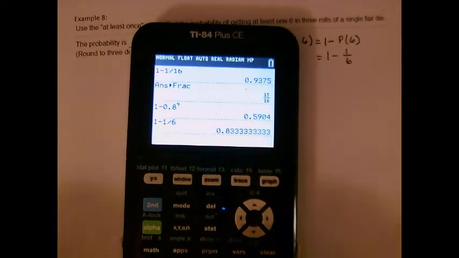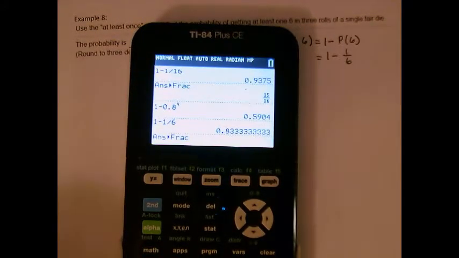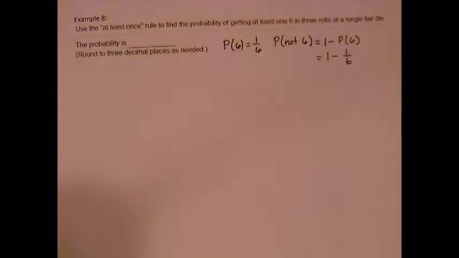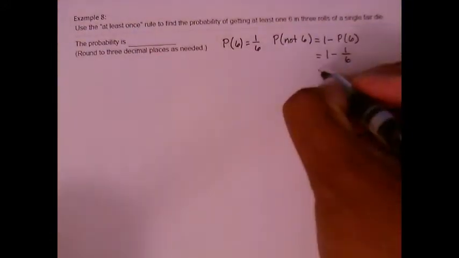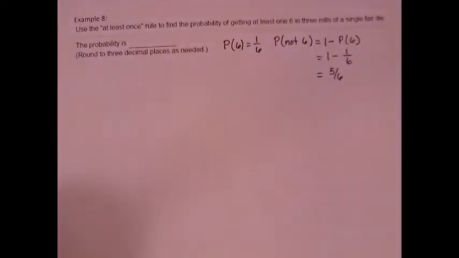And again, I'll do this on the calculator in case you need to know how to enter fractions. 1 minus 1 divided by 6. That gives us the decimal. Hit the math key and then select number 1 for fraction. That gives you 5 over 6. So the probability of not getting a 6 will be 5 over 6.